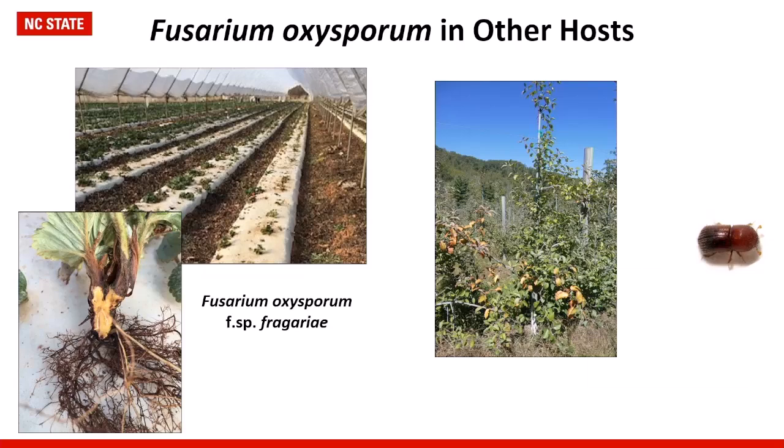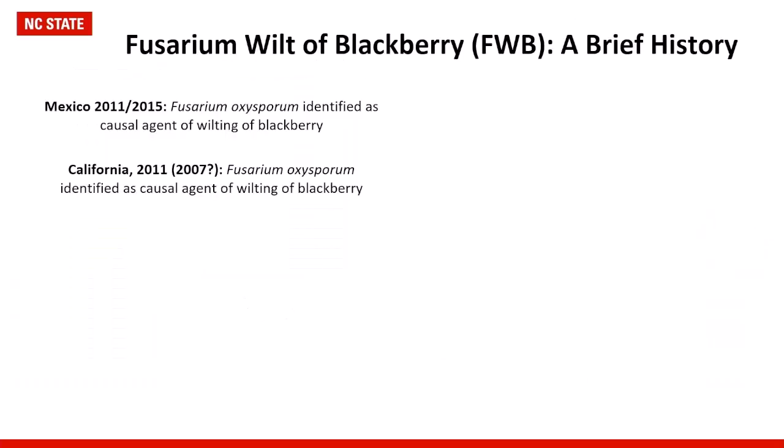But let's go ahead and move forward, and I'll go over some symptoms. Fusarium oxysporum was first found as a causal agent of wilting in blackberry in Mexico back in 2011, and I believe it was reported in 2015. So now, gosh, that's about 14 years ago. No, that's not that long. 14 years ago when it was first found.